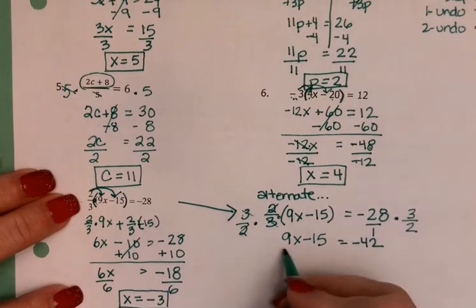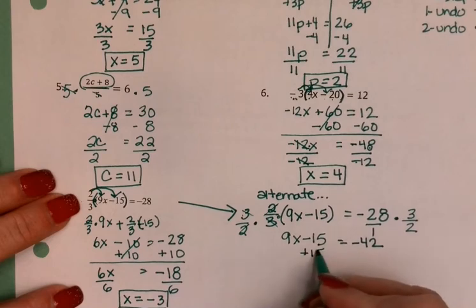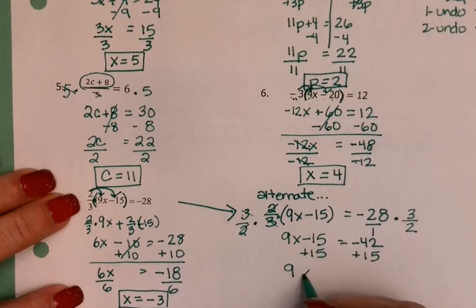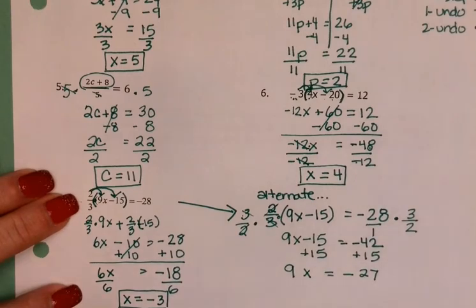Now you have your two-step equation. Add 15 to both sides, and you get 9 times x is equal to negative 27. Negative 42 and a positive 15 makes a negative 27. And then you're going to divide both sides by the 9, and you still get the same answer. X is equal to negative 3.